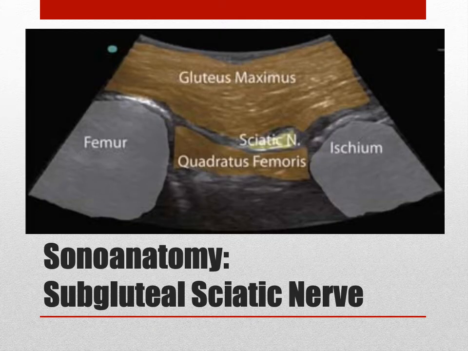Here, you can see the sciatic nerve is sandwiched between two muscles. The gluteus maximus is superficial to the sciatic nerve, while the quadratus femoris muscle is deep to the sciatic nerve. Lateral to the sciatic nerve is the femur, and medial to the sciatic nerve is the ischium.